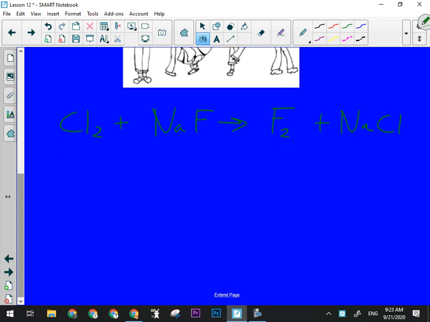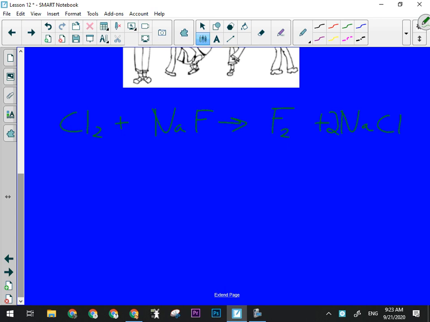No. Okay, how many chlorine over here? 2. How many over there? Just 1. So what do I need to put in front of sodium chloride? A 2. Right, and this is what I'm doing. I'm just balancing with my biggest number first. I could have balanced fluorine first as well, wouldn't matter. 2 is my biggest number. So I go over here, and I put a 2 in front of sodium chloride.